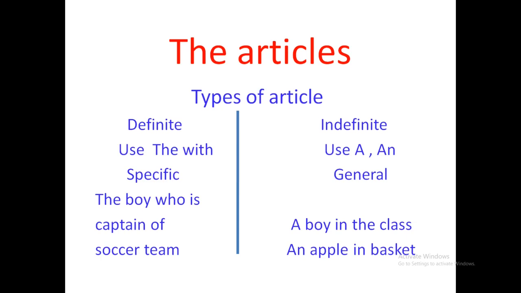For indefinite, we use a and an with general words: a boy in the class. Now we're not referring to a specific boy, we're just referring to a boy, any boy, maybe in a class of 20 boys. So we are referring to one of the boys, a boy in the class. We are not mentioning any specific boy, or an apple in the basket. So this is the concept of definite and indefinite. With definite we use the, and with indefinite we use a and an: a boy, an apple in the basket.